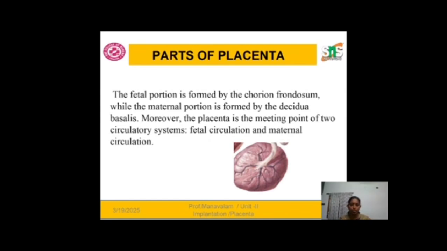While examining the fetal surface, we can see the umbilical arteries and veins running through it, and their visibility. And also the umbilical cord, which is attached in the center of the fetal surface, we will see on the fetal surface.